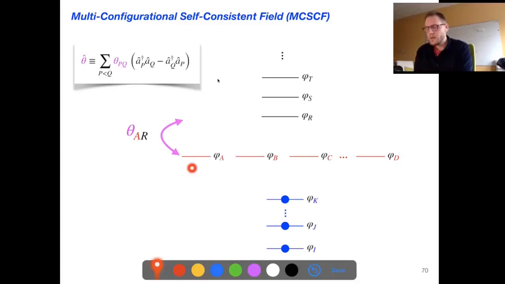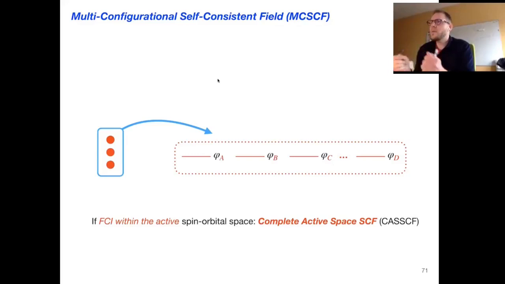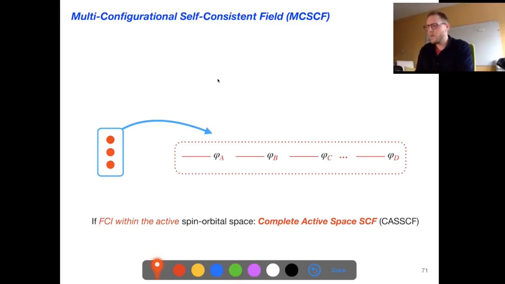So Lucas, you were asking if the orbital rotation is the bottleneck. Not really, because if you expand the exponential, you realize that at first order in the angle, a rotation is essentially a single excitation. In terms of computation, this is not that expensive. So the bottleneck is not coming from that. The bottleneck is the number of configurations you generate by distributing your electrons into the active orbitals. If you take into account all the possible configurations, you're doing a full CI inside the active space.